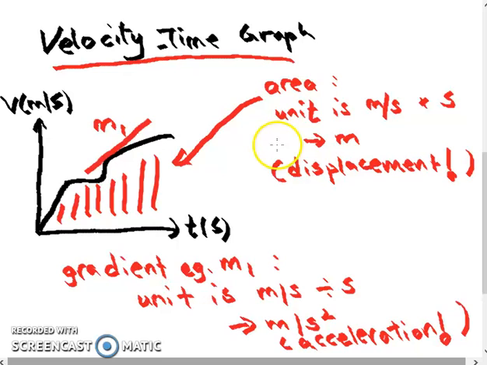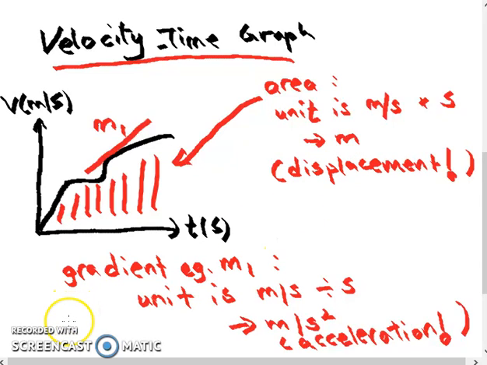To answer this, we look at the unit of the area. The unit for this area is actually meter per second, the vertical axis, multiplied by seconds, the horizontal axis. And this gives meters, which is the unit for displacement. So the area under the curve represents displacement.